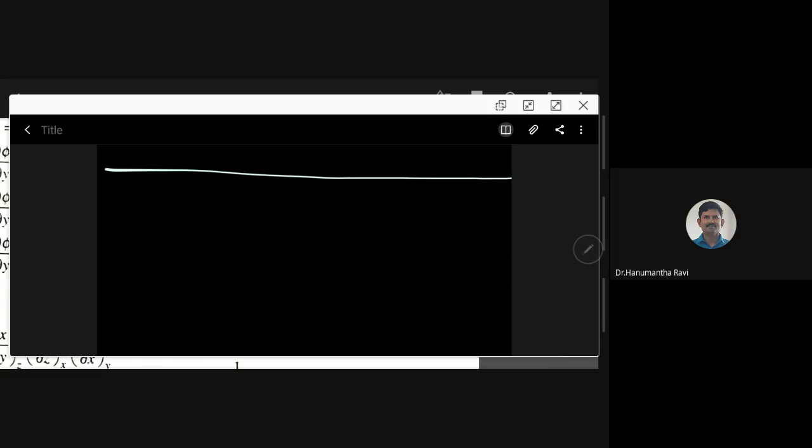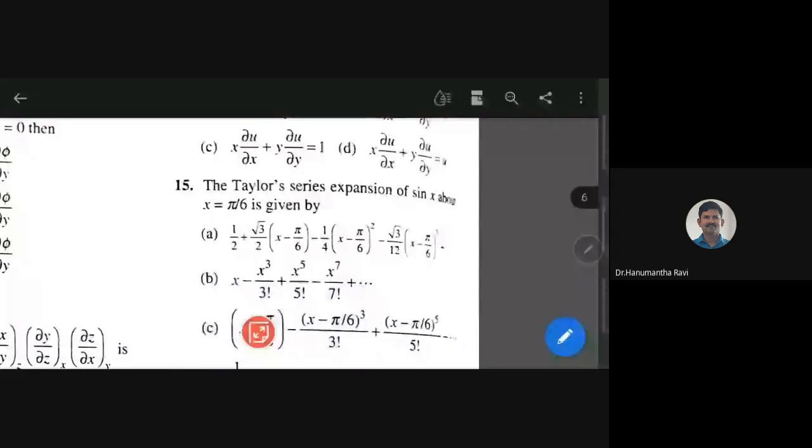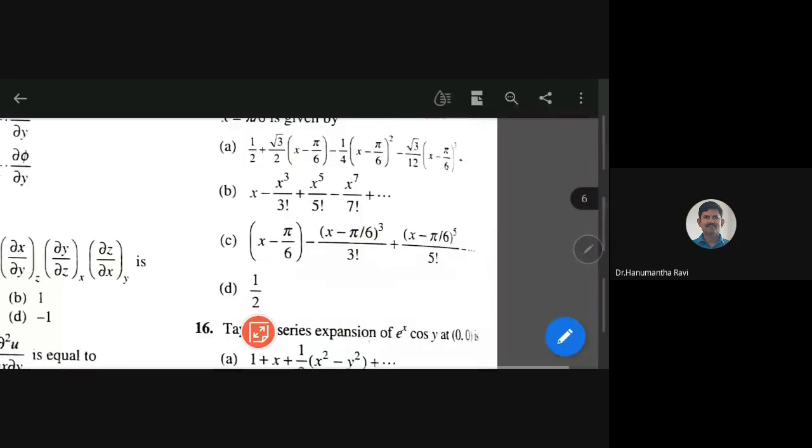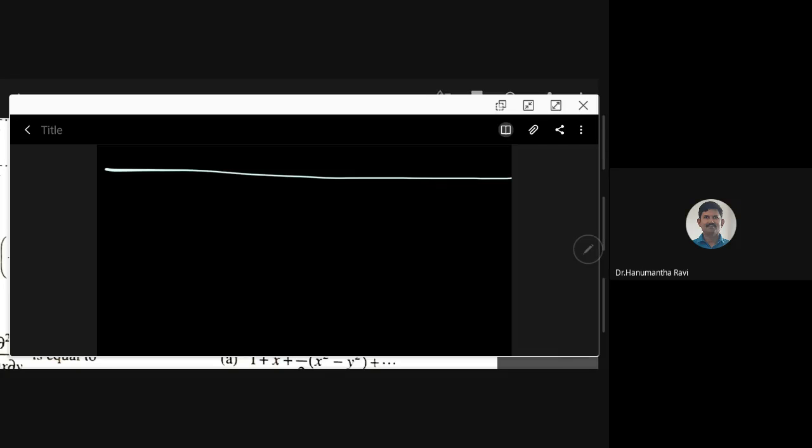So we need a series in terms of x minus pi by 6. Naturally, it is x minus pi by 6. So if you look at that, the possible answer is C here. Yes, it is C. Because for sin x expansion, there is an easy way to remember that.